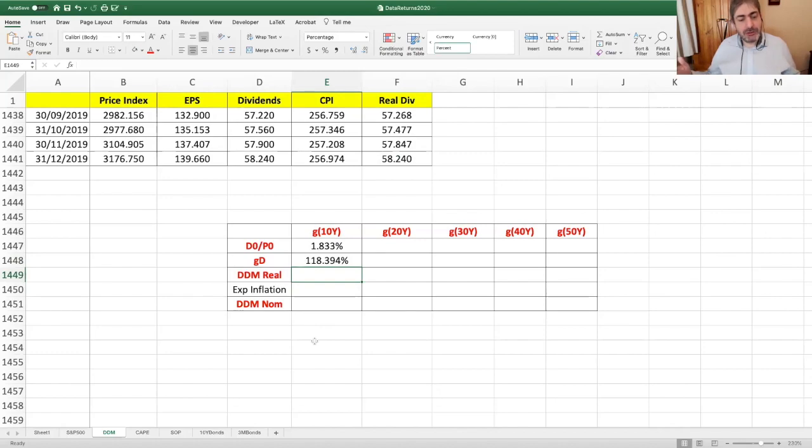We don't care about the total growth of dividends over 10 years. What we want is the annual growth. So we need to put another parenthesis, and then we need to do it at the power of 1 over 10 minus 1. Okay? So that's what we've been doing.